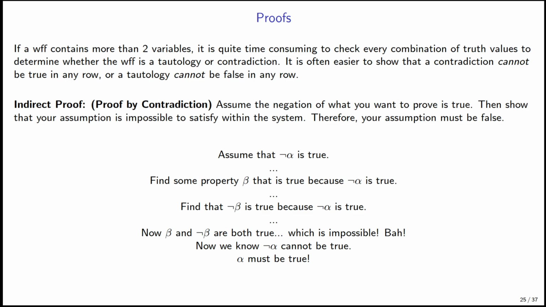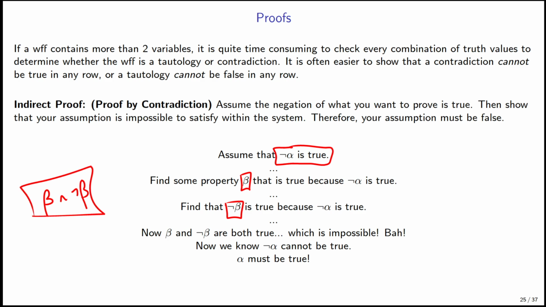So whatever statement alpha we want to prove, we just assume its negation is true. So we assume not alpha is true. And what we're going to find is a beta that's true, and not beta that's true. So basically, if we assume not alpha is true, we're going to get a contradiction at some point. Now, because we get a contradiction, we know that not alpha cannot be true. Alpha has to be true, because we shouldn't get a contradiction from anything.